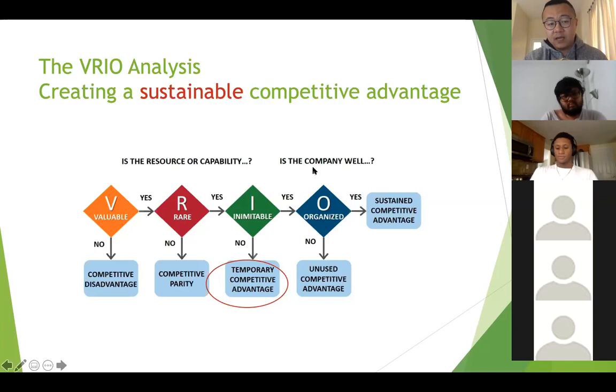So if the company only has the three, VRI, but doesn't have the O, organized, it can still be an unused competitive advantage. That means the resources of the company are still not very competitive. It's not a sustained competitive advantage. Okay, so that's why I mentioned here creating a sustainable competitive advantage.